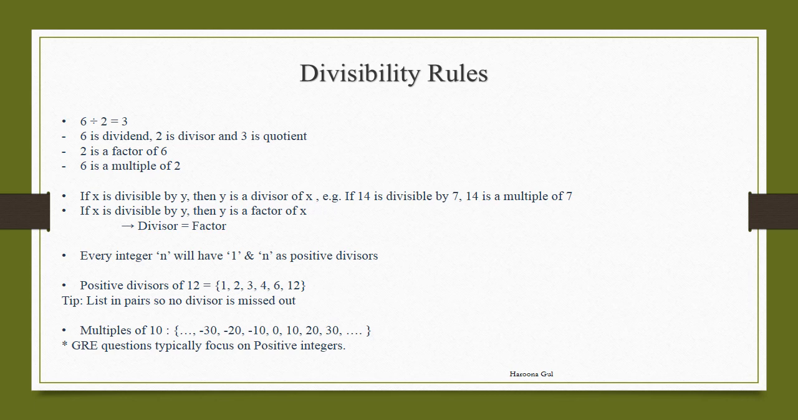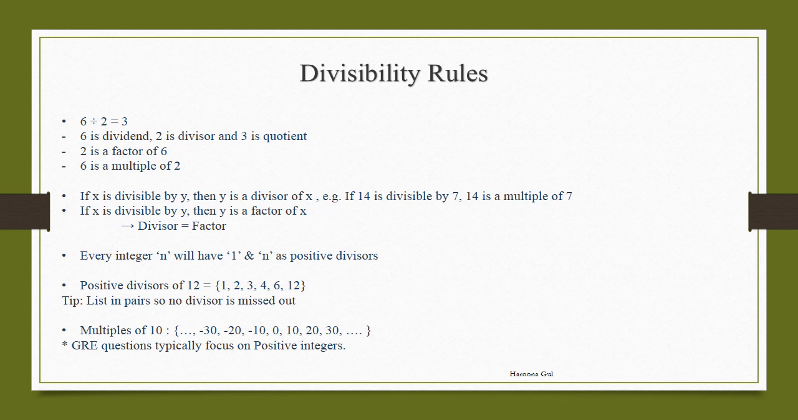Now, every integer n will have 1 and n as positive divisors. This includes the prime numbers as well, because a prime number will have that number and 1 as positive divisors. So, every integer will have at least 2 positive divisors. Now, positive divisors of 12 are 1, 2, 3, 4, 6 and 12.